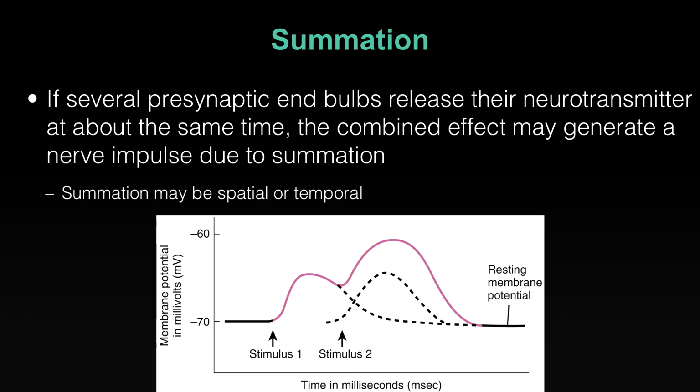Summation is the process of integrating. And you think about the cortex integrating information to come up with a plan, to execute an action. It's the summation of all the incoming information that we're talking about. So summation, the process by which graded potentials add together or subtract if they're inhibitory.